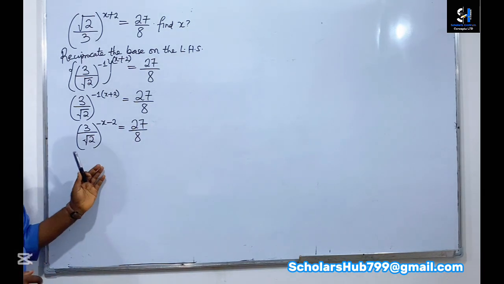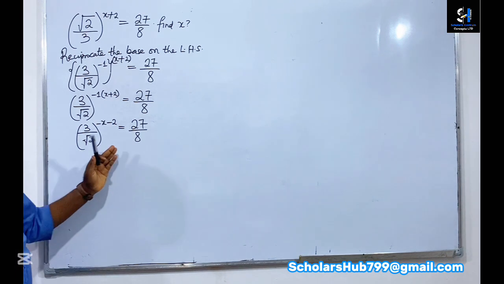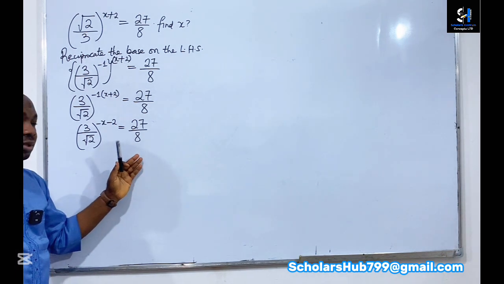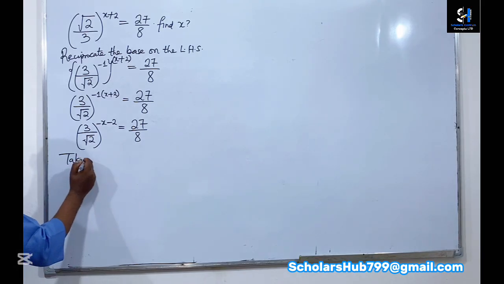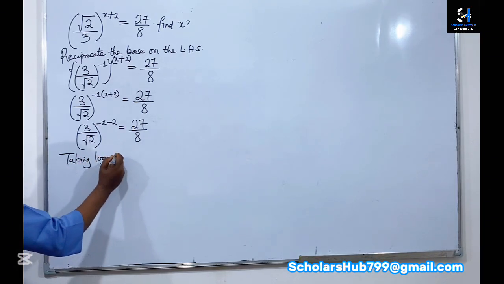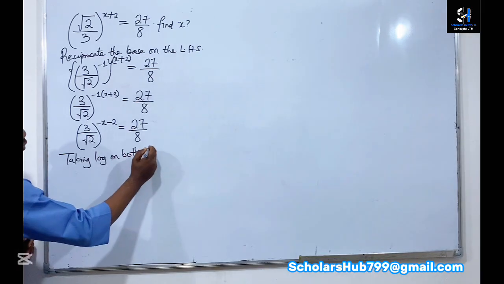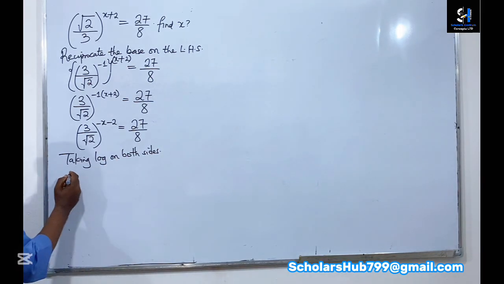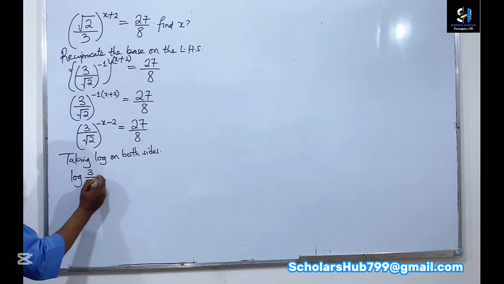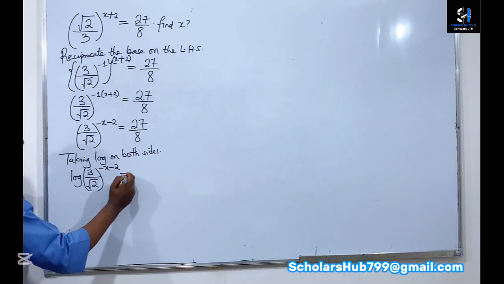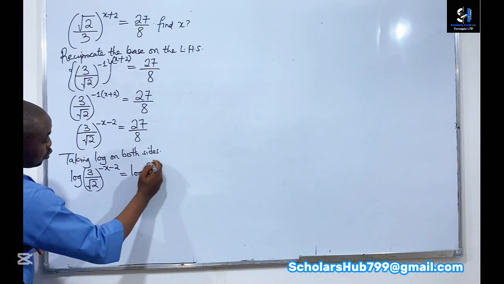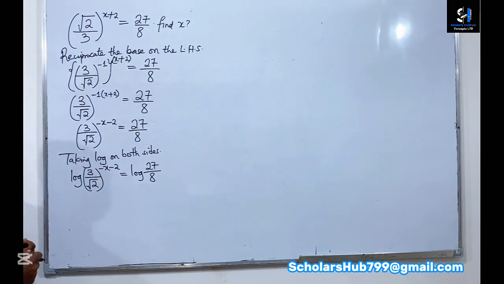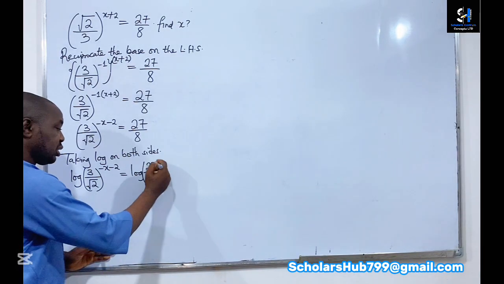Now this is where we can apply logarithms. Taking log on both sides, we have log of (3/√2)^(-x-2) equals log of 27/8. So 27/8 is the argument.